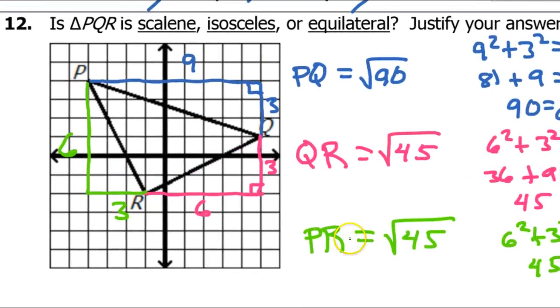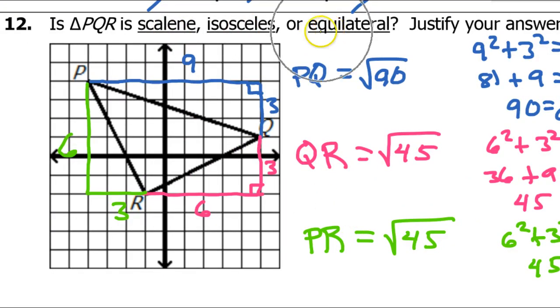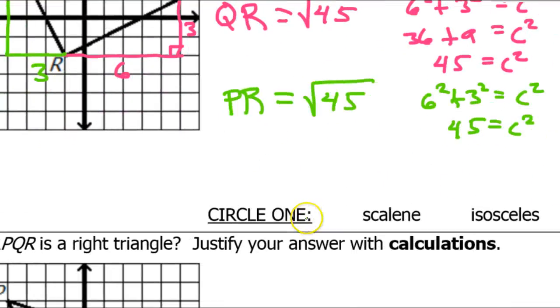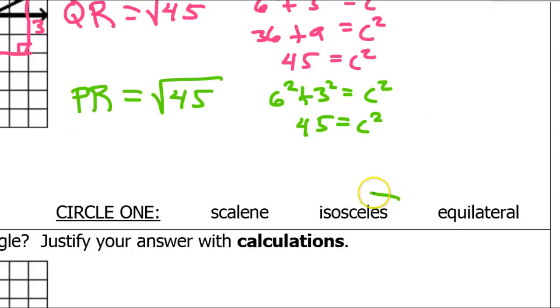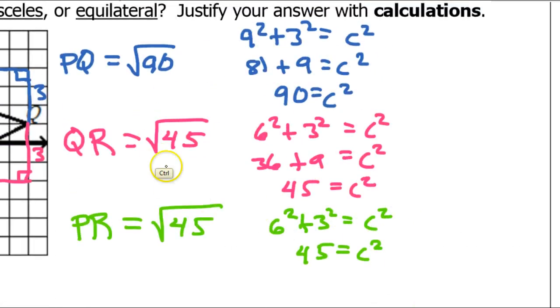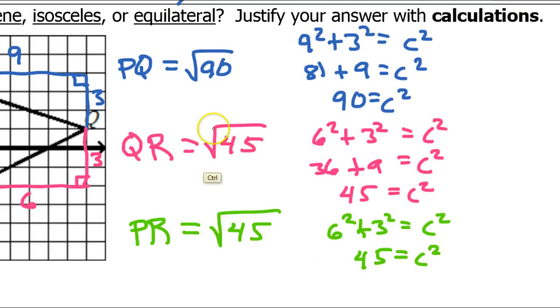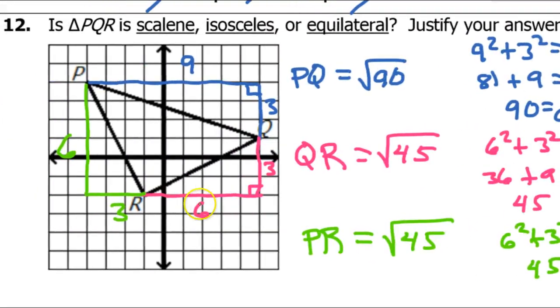So, is this scalene, isosceles, or equilateral? Well, because two sides are congruent, QR and PR, that makes this isosceles. This is going to be isosceles because we had two congruent sides. If all three of these were congruent, then I would put equilateral. If they were all different, I would put scalene.